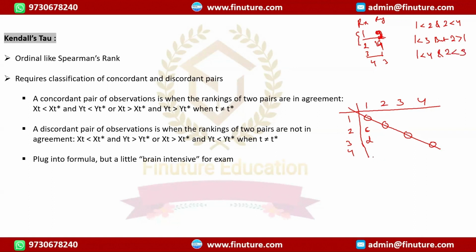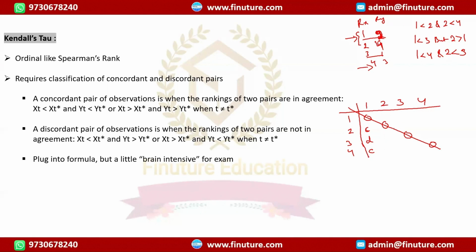So concordant, discordant. Concordant, because the order is the same. If I'm comparing the first element and the fourth element, 1 is less than 4 and 2 is also less than 3.